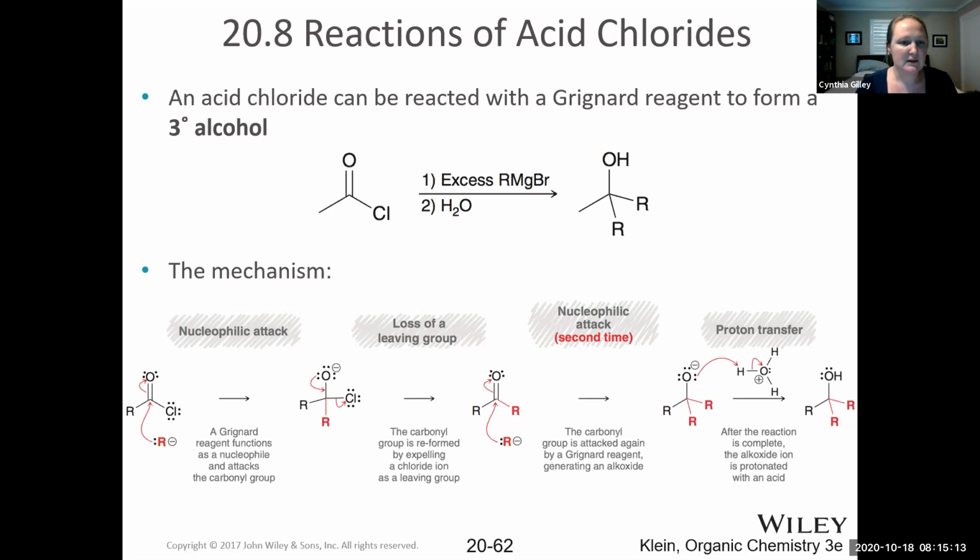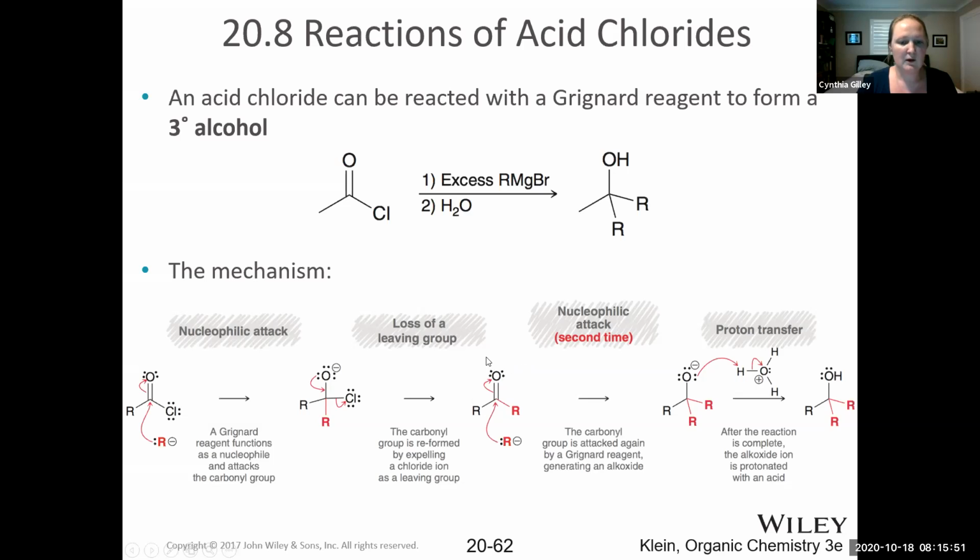Another reaction that we can do with acid chlorides is treat them with a Grignard reagent. Again, this reaction is very similar to the reaction of an ester with a Grignard reagent, or even an acid chloride with LAH. You can see a lot of parallels with that mechanism as well. Let's look at our acid chloride. Again, we know it's very electrophilic at this carbon, so Grignard reagents can do a nucleophilic attack. We can get our tetrahedral intermediate, which can undergo loss of a leaving group to regenerate the carbonyl and kick out chloride.